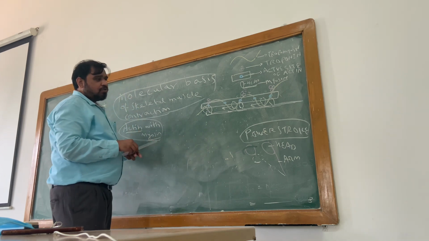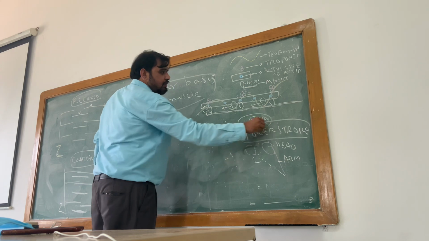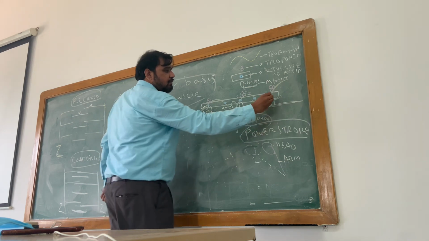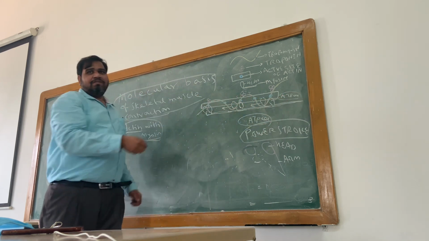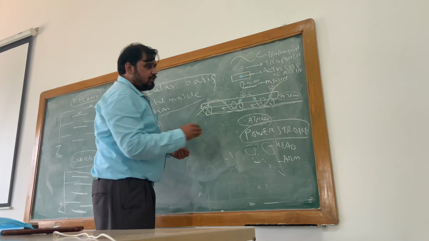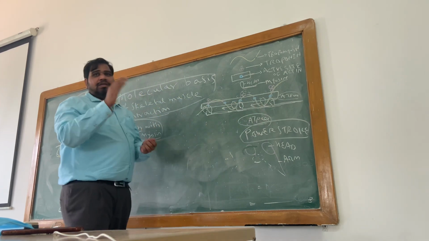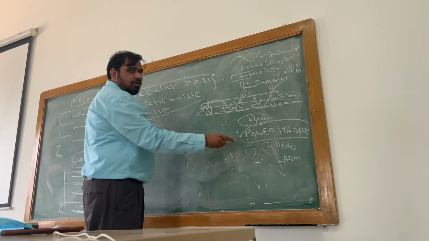As the name suggests, power stroke requires ATP. This myosin head is switching ATP. So obviously you know ATP means energy. The ATP will be converted to ADP and phosphate and energy, and that energy is utilized for bending of the head towards the arm. So the bending of the head towards the arm is called power stroke.